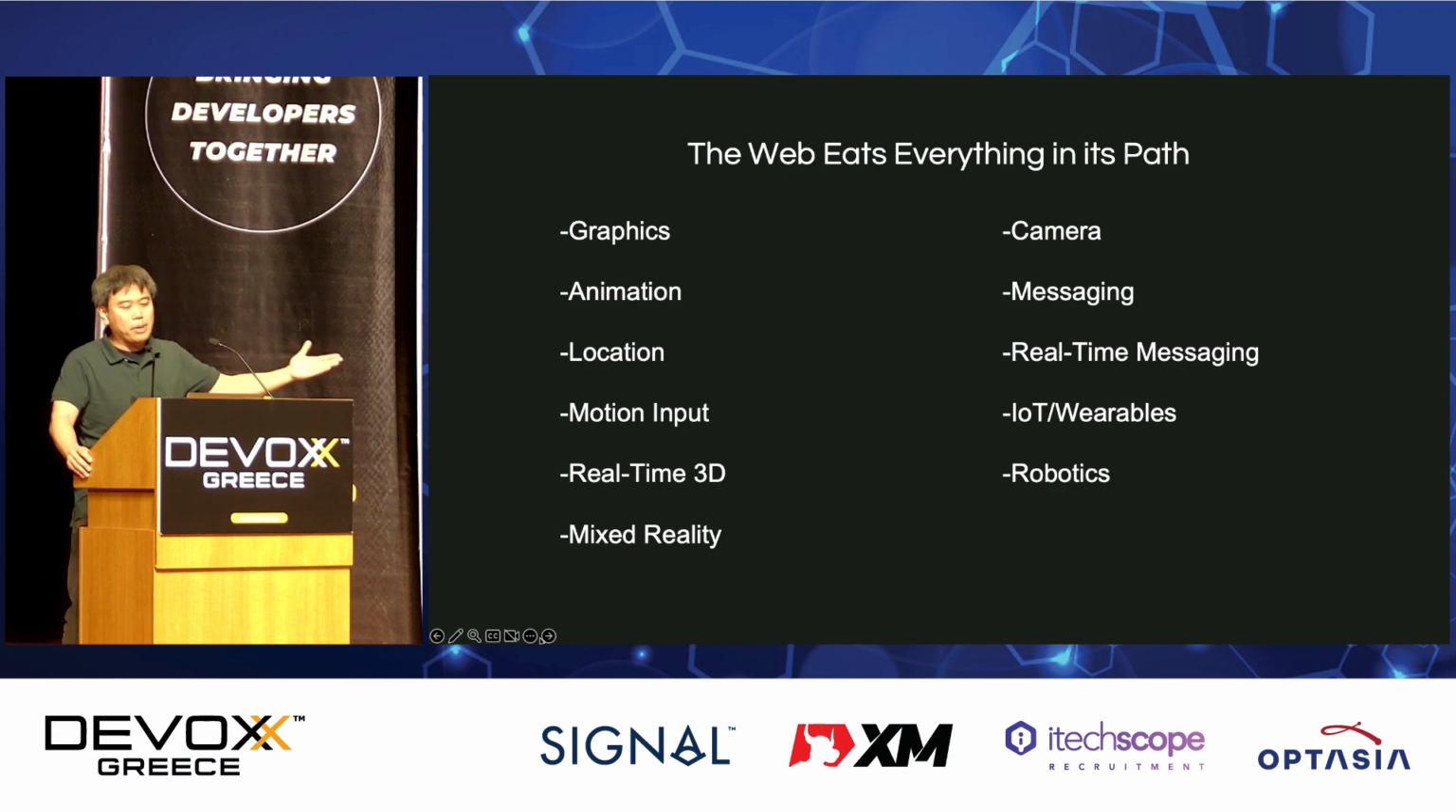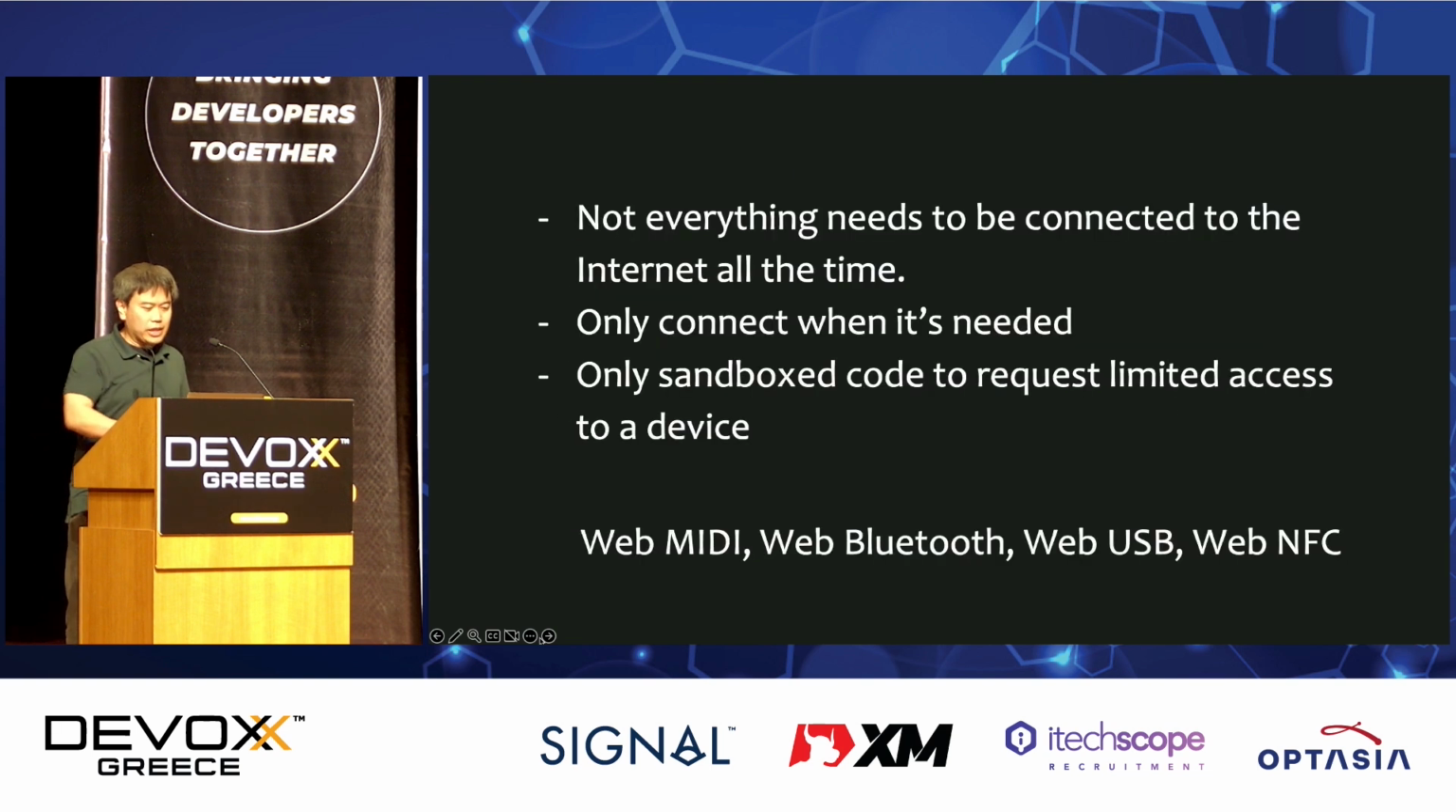And for the past few years, I don't know, this one is true: the web eats everything in its path. You've seen it where graphics, animation, motion input, real-time 3D, the camera, messaging, a lot of things you can do on the browser itself. And then there's real-time messaging, Internet of Things. Now it's more the robotics part, right? And that's what I'm going to be talking about today.